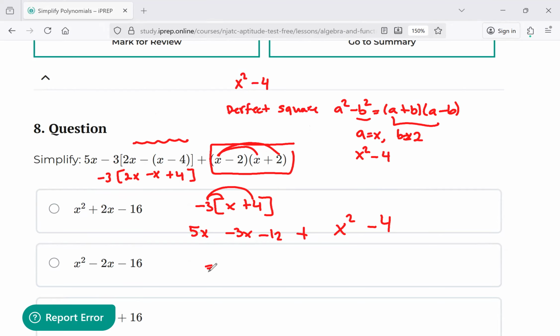Okay, now it's all about collecting like terms. So start with the highest power, x squared, and then go down. So we have a 5x and a negative 3x, which is 2x, 5 minus 3, 2, and then we have negative 12 and a negative 4. That's negative 16.